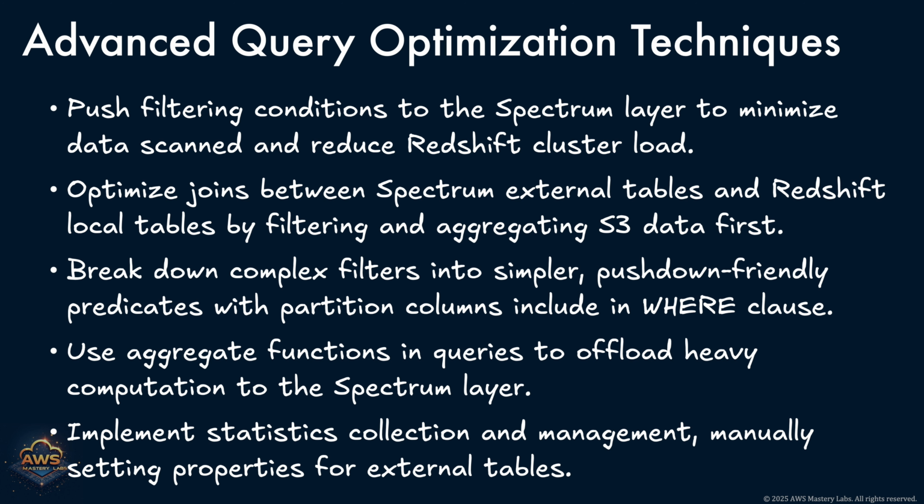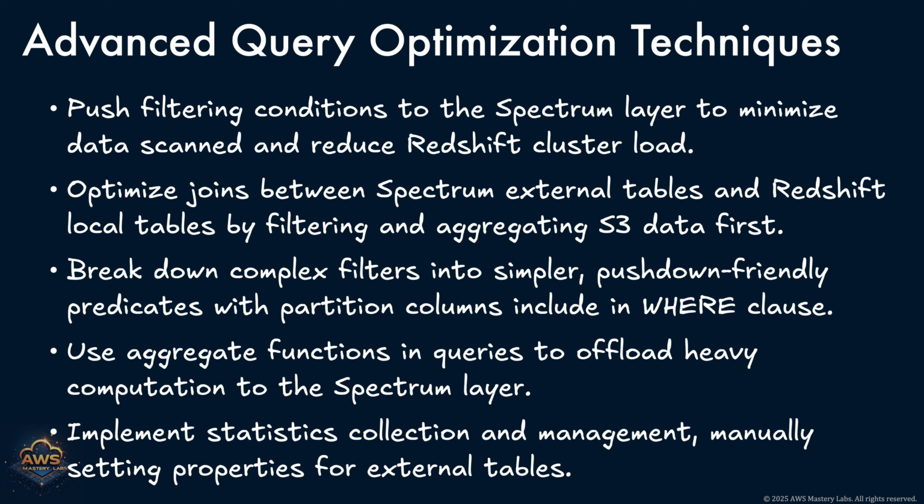By using aggregate functions like count, sum, or average in your queries, you can offload heavy computations to the Spectrum layer, freeing up your Redshift cluster's resources and speeding up query execution. When dealing with complex filtering conditions, break them down into simpler predicates that Spectrum can push down. Always leverage partition columns in your where clauses to maximize partition pruning. Avoid using functions or expressions that prevent pushdown, and use explain plans to confirm your optimizations are effective.